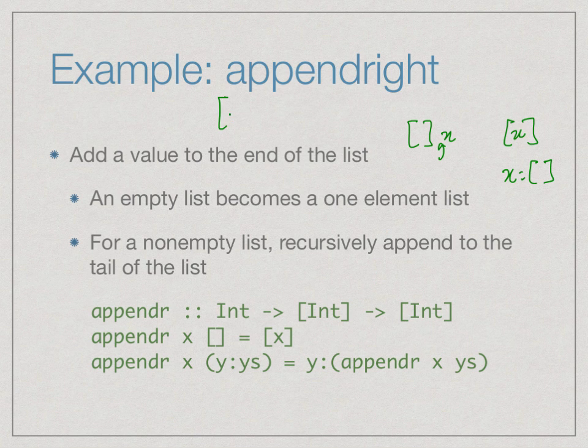So if I have a list y0 to yn minus 1, and if I try to attach an x on the right, then I can pretend that y0 is the head of the new list and attach it to the tail of this list.